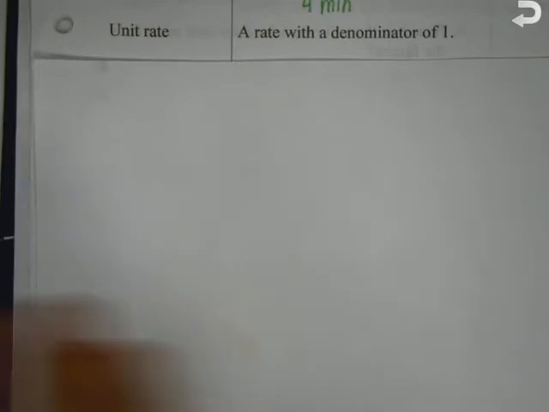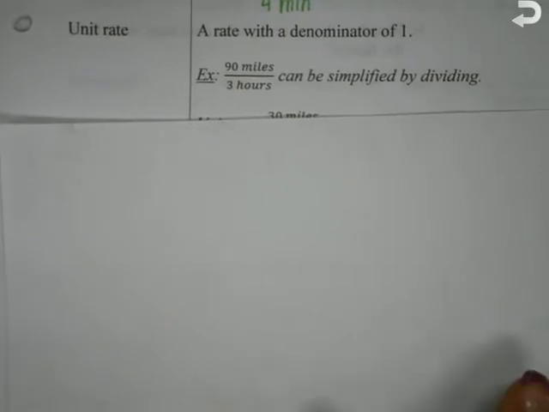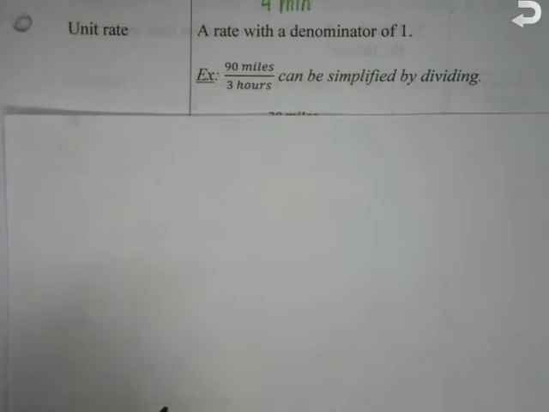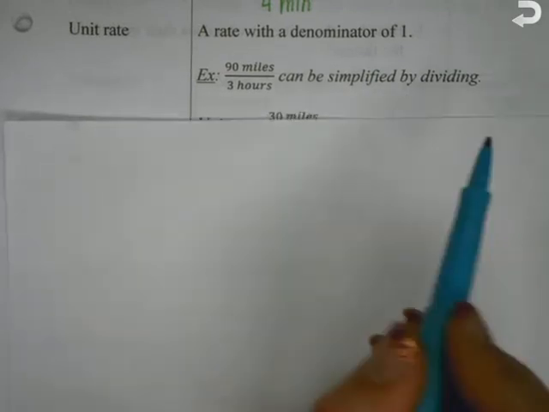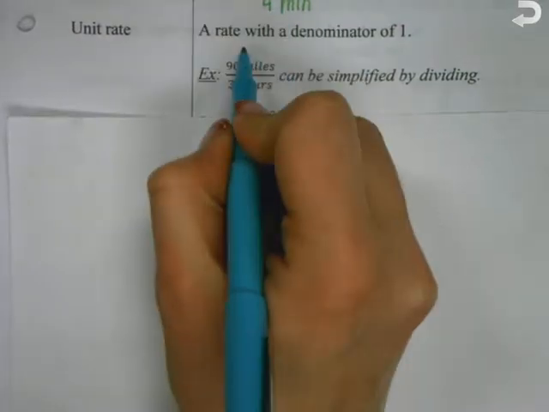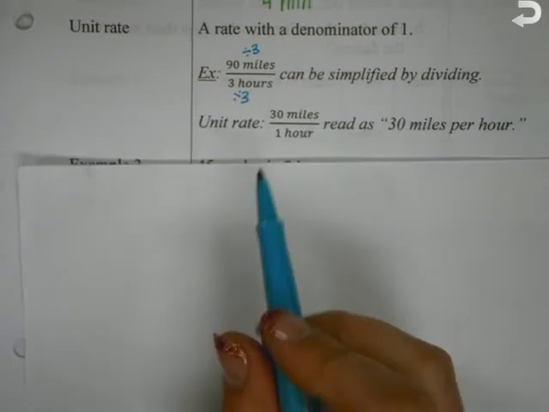So going back to our example of 90 miles over 3 hours. Did anybody notice that we could actually reduce this fraction? Yes. I could reduce this fraction by dividing by what? 3. By 3. So if we divide the numerator and the denominator by 3, what would that give me? 1 in the denominator. That would give me a unit rate of 30 miles over 1 hour. And we can read that as 30 miles per hour. Okay?